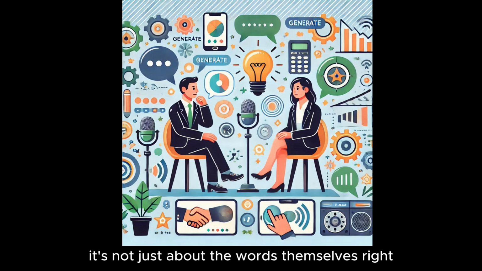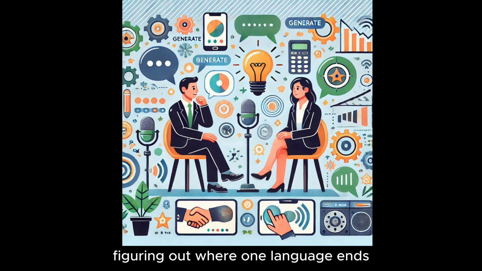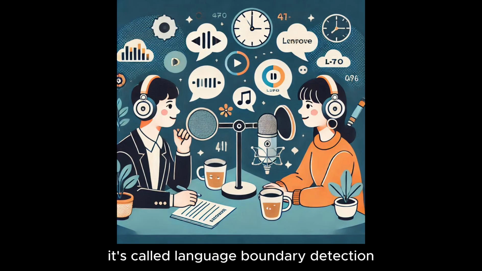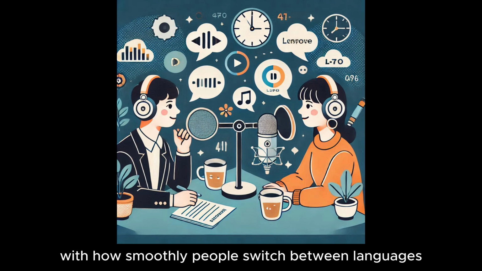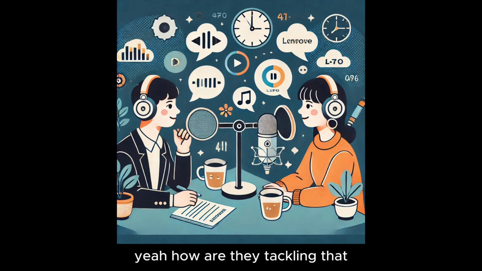But shifting gears a bit, I'm fascinated by what makes code-switched speech so challenging for these systems. It's not just about the words themselves, right? You're right. One of the biggest challenges is figuring out where one language ends and another begins. It's called language boundary detection. I can see how that would be tricky, especially with how smoothly people switch between languages. How are they tackling that?